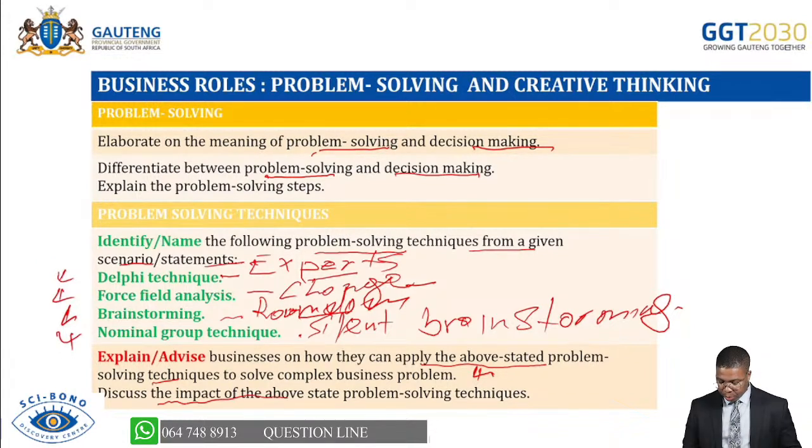Then discussing the impact of the above. You need to discuss the impact. No, 2 positives and 2 negatives, or we can say 3 positives and 3 negatives, so that we are secured.